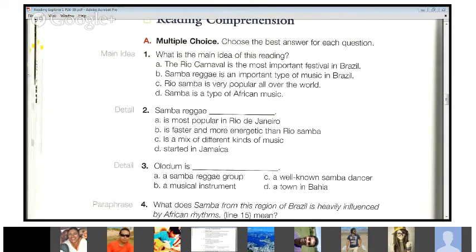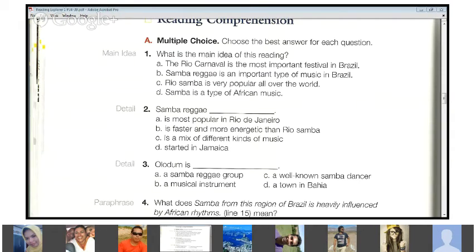Excellent. All right, so for 2, we'll have C. Very good. Okay, 3. Olodum is? A samba reggae group. Yeah, I think so. That's pretty much as well known as musical. I'm going to say A. Very good. 3. Very good.